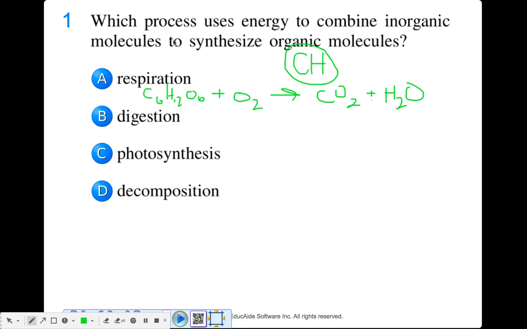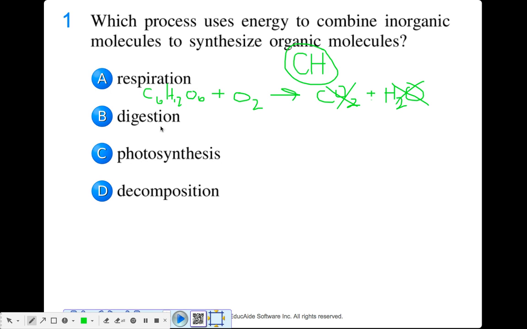So let's see, are we synthesizing organic molecules? Synthesizing means to make. Are we making organic molecules? These are the things we start with, and these are the things we end up with. Are any of these organic? Do they contain carbon and hydrogen? Nope. This contains carbon but no hydrogen. This contains hydrogen but no carbon, so that is not correct.